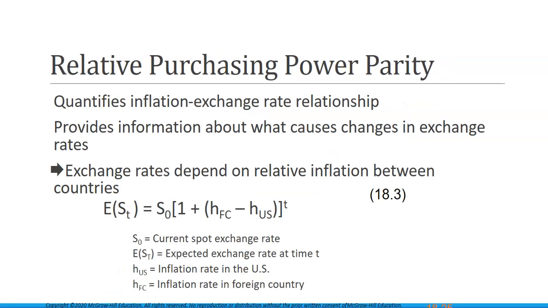Then we get to the relative purchasing power parity. So this shows an inflation exchange rate relationship. So it talks about what causes changes in exchange rates, because the exchange rates depend on both the interest rates and the relative inflation between countries. So we have that the expected exchange rate at any given time is the current spot exchange rate times 1 plus the inflation rate in a foreign country minus the inflation rate in the US to the power of time.